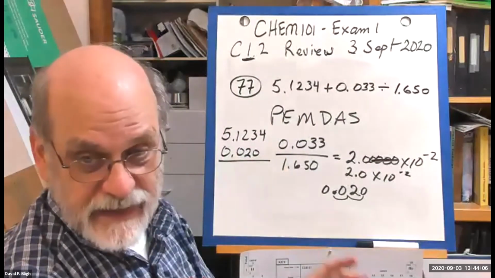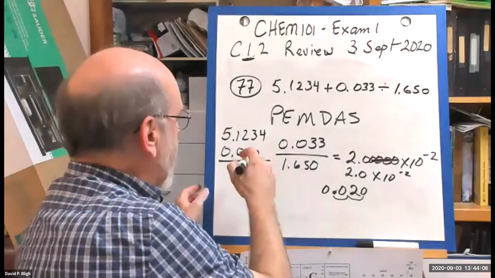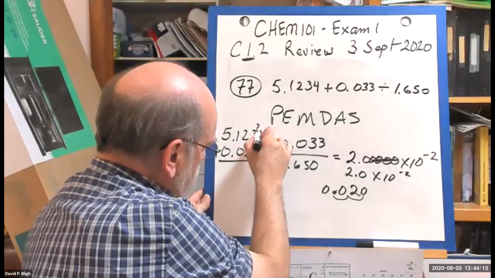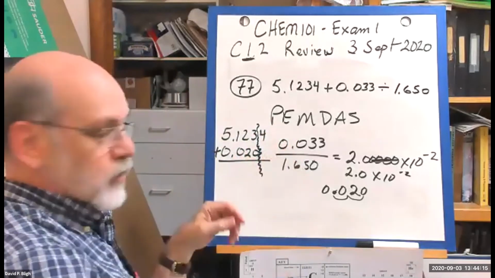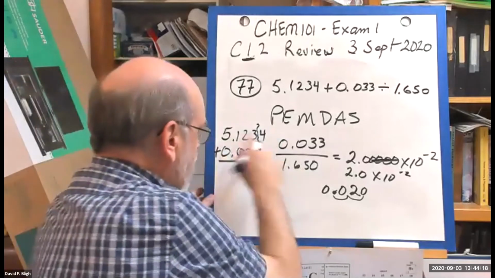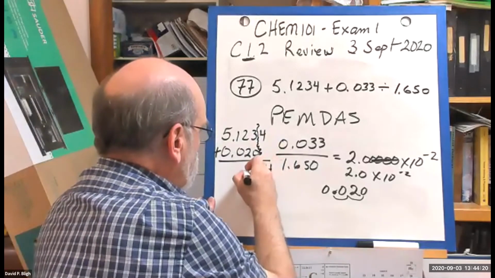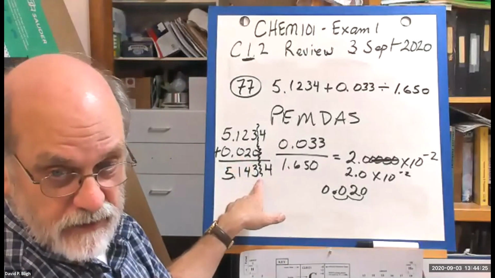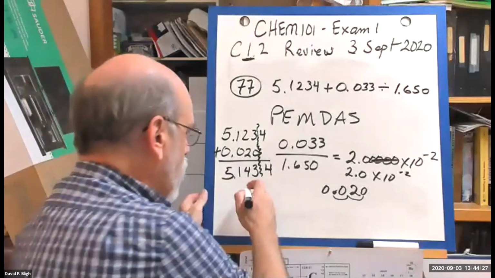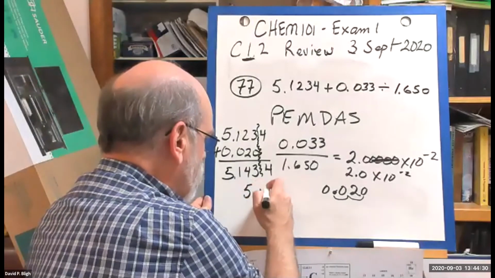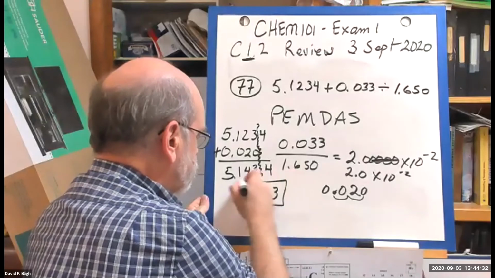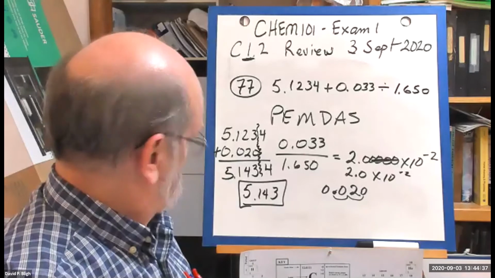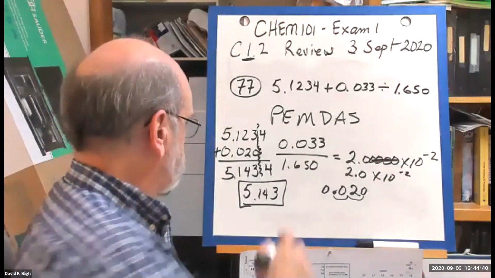Right? What's the limit on the answer here? This is an add number. 1, 2, 3. We're limited to that. So let's add them together and then round them off to this position. 4 is less than 5. So our number is 5.143. 77, 5.143 is C.